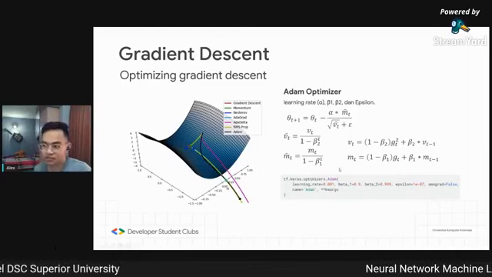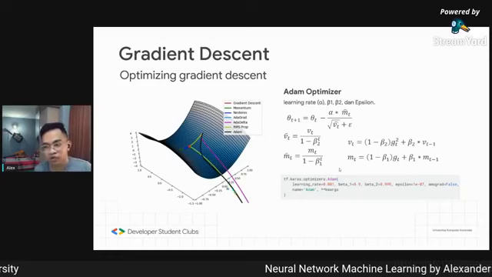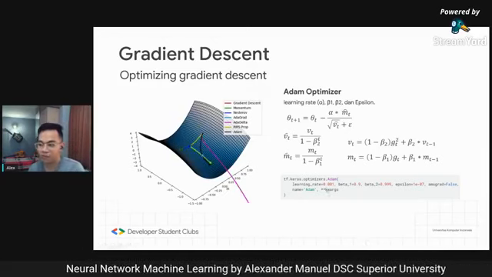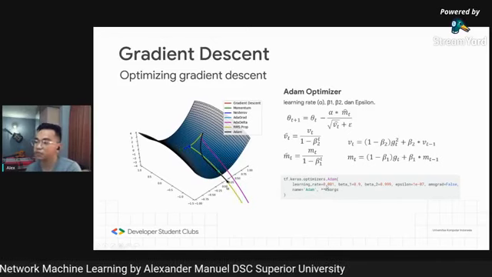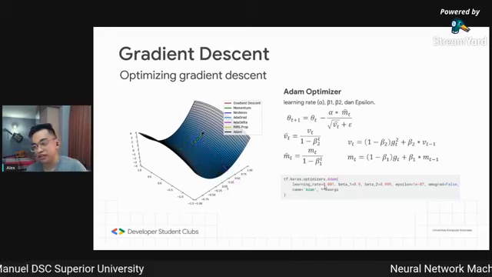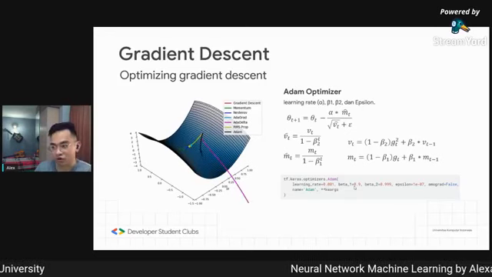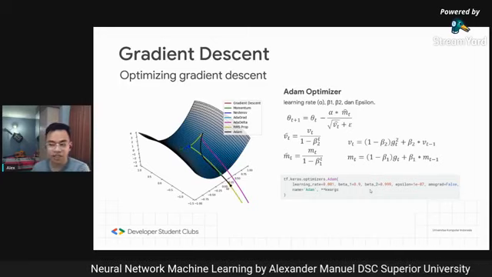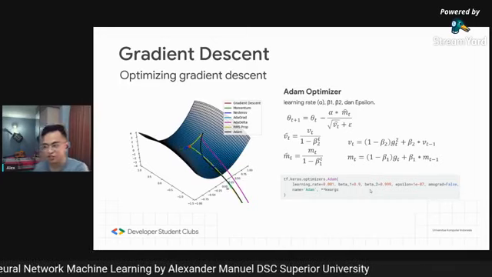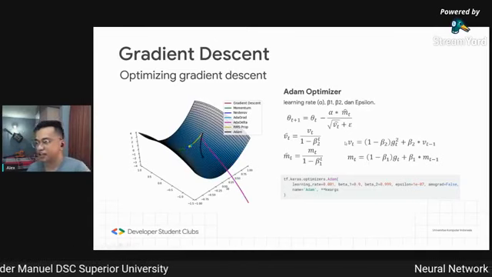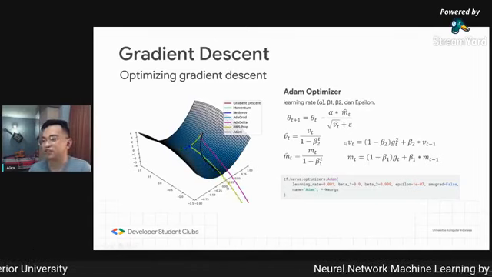In actual cases, when you create a model, TensorFlow has provided default values for the Adam optimizer. The learning rate is 0.001, and it goes on. But there are some cases where you need to change that. But let's stick to the default values first.